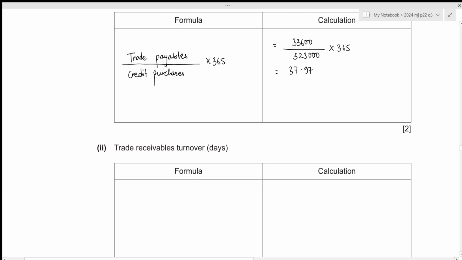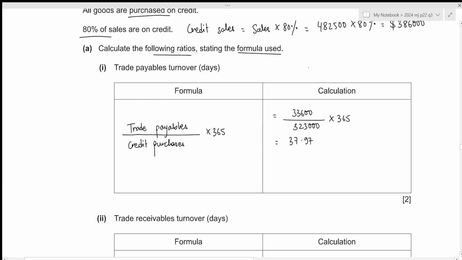This results in the value of 37.97. And in this case, we need to calculate the turnover ratios in days. And whenever we are calculating any sort of ratio in days, we always need to round it up. And since in this case we have 37.97, the final answer will be 38 days.